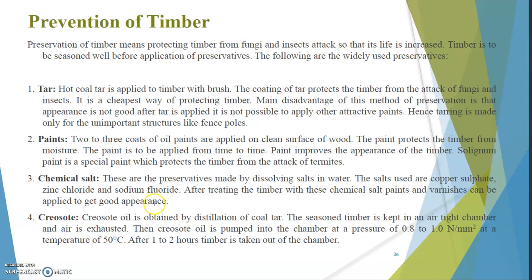And then again, chemical based creosote oil is obtained by distillation of coal tar. The seasoned timber is kept in an airtight chamber, and air is exhausted.